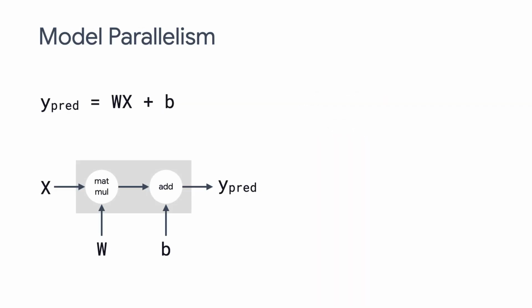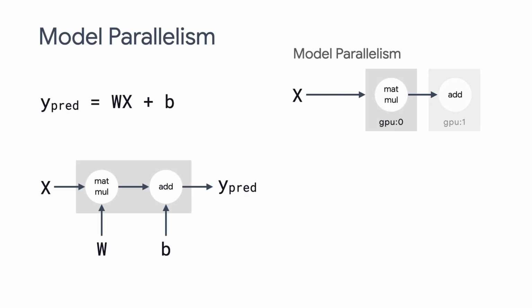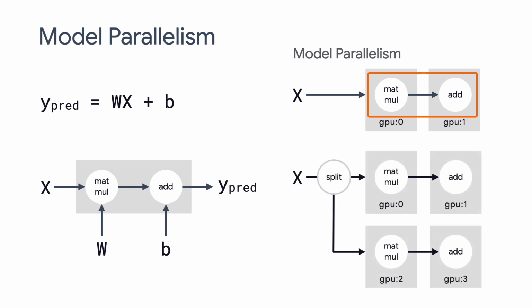Now, another option would be to put different layers of your model on different machines or devices, and this is a type of model parallelism. You can see an example in the diagram on the right, where the matmul op is executed on GPU 0 and the add op is executed on GPU 1. In some cases, you might even do a combination of data parallelism and model parallelism, as shown in this image here.